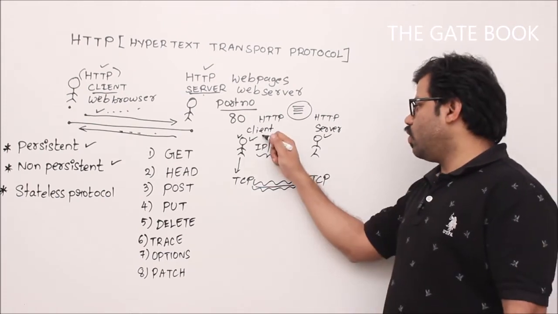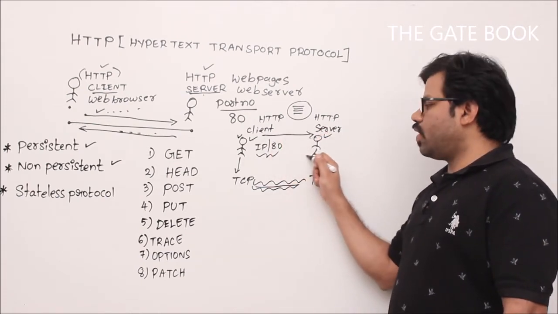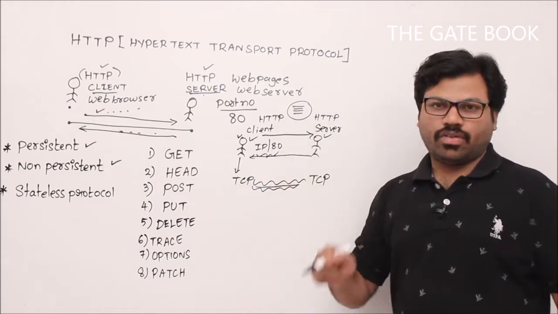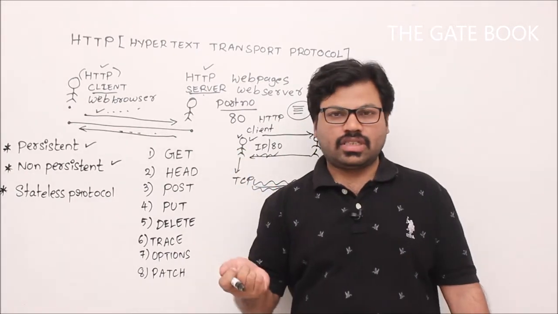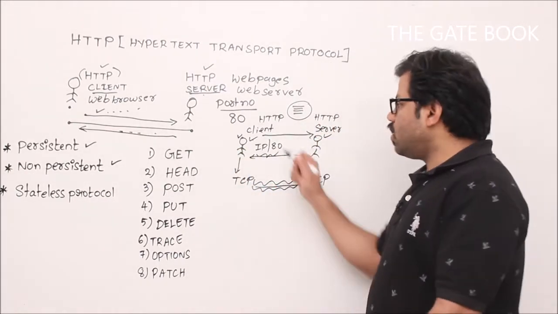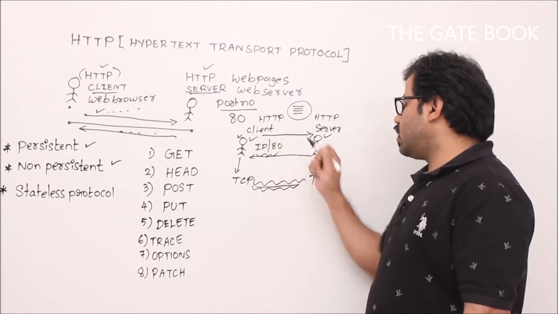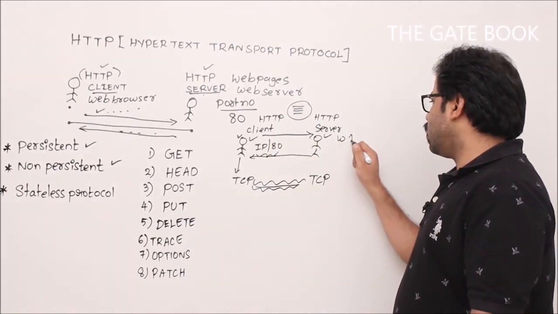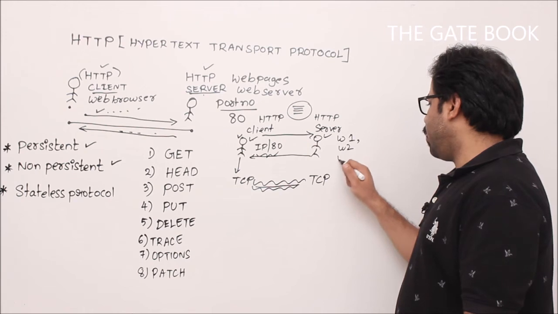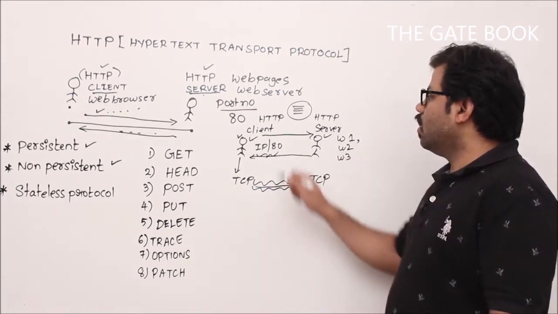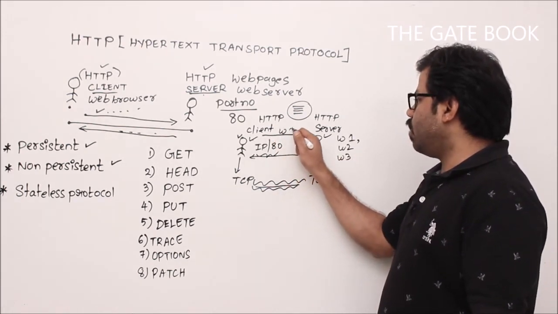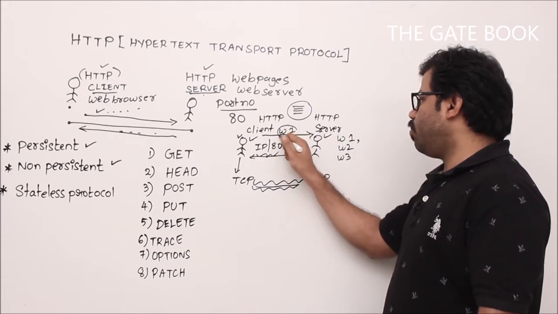Simple. The client is going to request a web page, and the server gives it. That's it. Now, sir, what is this persistent, non-persistent? I will tell you. Whenever a client wants a web page, let's say web page number 1, the server has a lot of web pages: web page 1, web page 2, web page 3. So the client will request web page number 1.